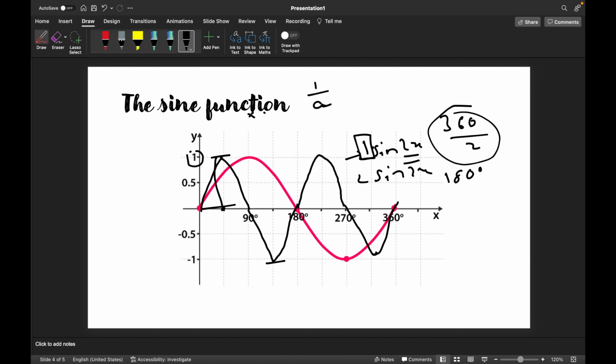Just imagine here's 2. It would look, and let me draw this in this color, it would look something like this. The period would remain the same. Now let's just say this is 2 sine x. This is the graph of 2 sine x. The amplitude is increased by a factor of 2, so it's doubled. The period remains the same.